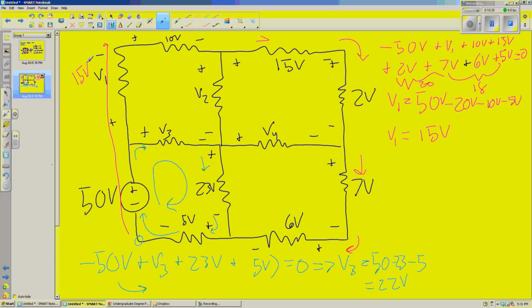Now I'll leave it to you. Pause your video, see if you can't find V2. Because we know V3, we solved it over here, 22 volts. So don't cheat, don't look at your sheet. This one will be pretty easy. See if you can't find it. And if you get it, go for voltage 4, right here. That's a really ugly 4.